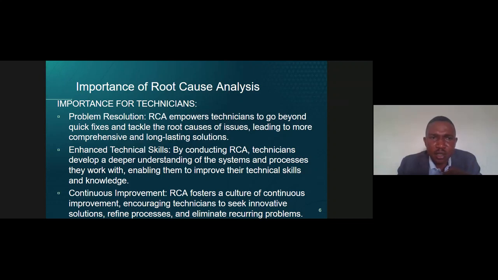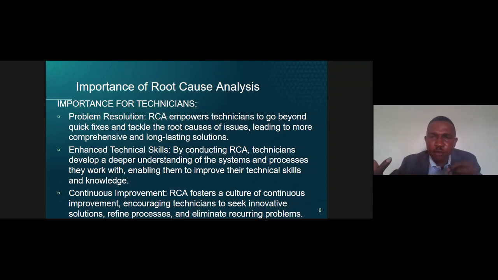Now, let's look at some of the importance of this root cause analysis. Remember, the title of my presentation is Root Cause Analysis for Maintenance Leaders and Technicians. Why is root cause analysis important for technicians? There are three key things that I've identified. Over the years, I've been able to identify this because I actually started my career as a technician. From there, I grew to engineer, and from there, I have held managerial positions. So from experience, there are three key things that I've identified as the importance of root cause analysis.